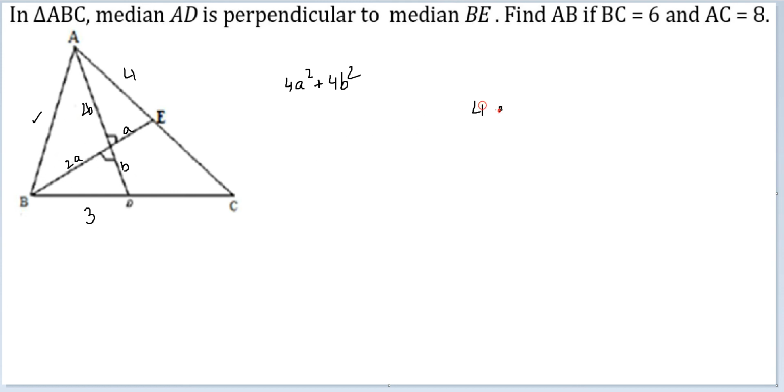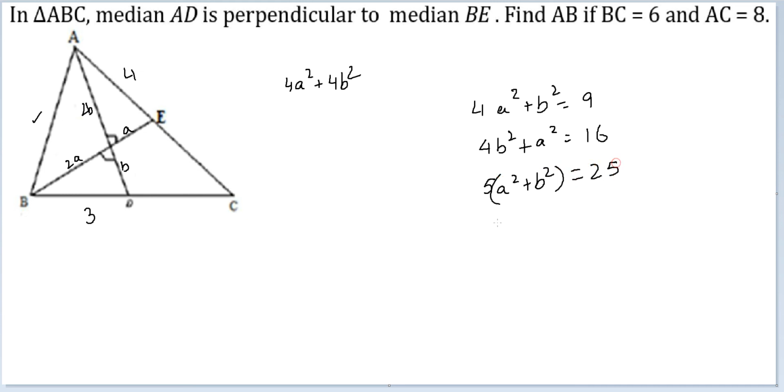Let's work. 4A square plus B square is equal to 9, and 4B square plus A square is equal to 16. So we get 5A square plus 5B square is equal to 25, and A square plus B square is equal to 5, or 4 times of this will be 20. This is equal to 20. So this length here will be under root 20, or 2 root 5.